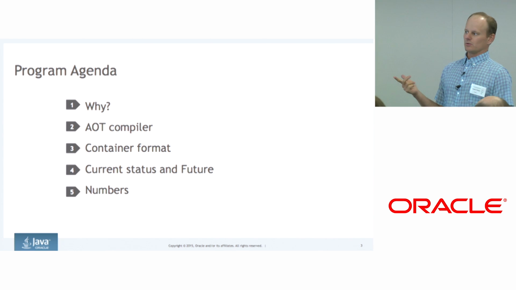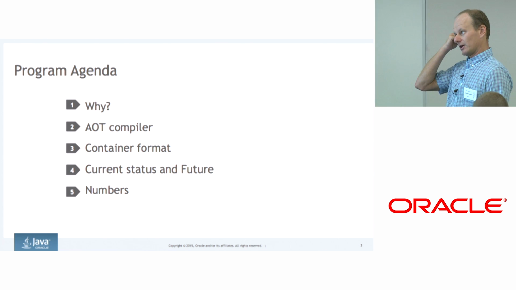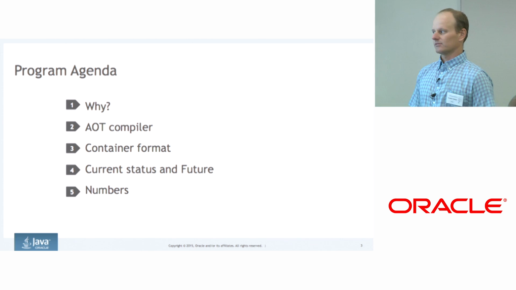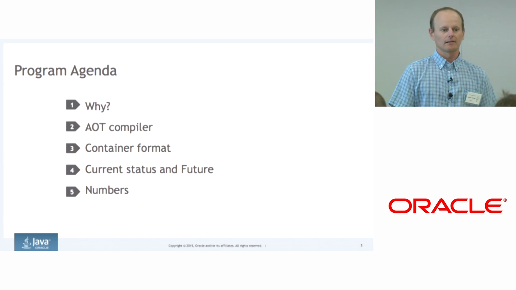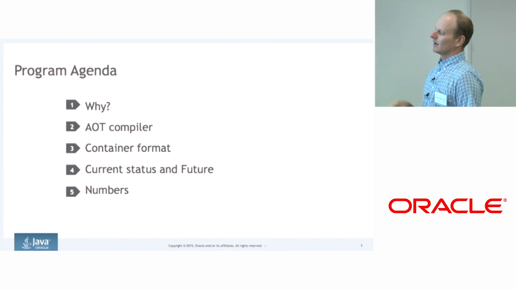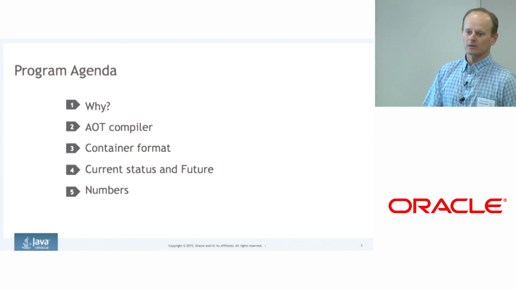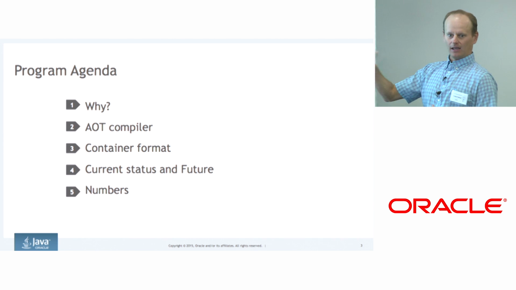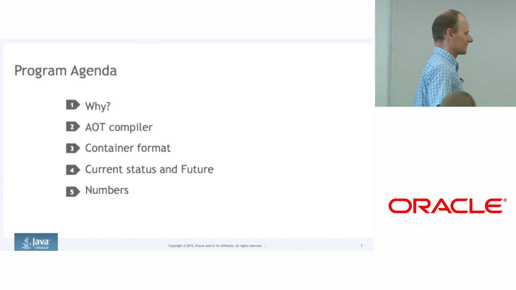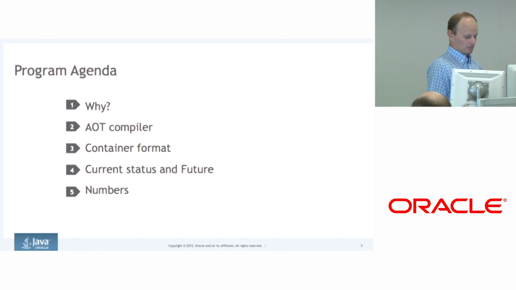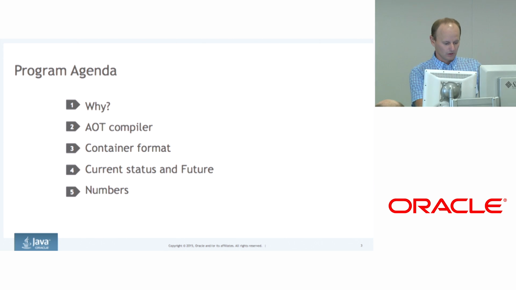So why are we doing this? I'll briefly talk about that. Then I'll lay out a little bit how our AOT compiler works and how you AOT compile stuff. Then I talk a little bit about the container format, which one we chose and why we did that. Then where we are right now, what we support, what we are planning on supporting in the future. Again, it's not tied to any Java version at this point. And then I have a bunch of numbers, so different slides. I tried to do as many as I could, and I hope we can talk through all of them.